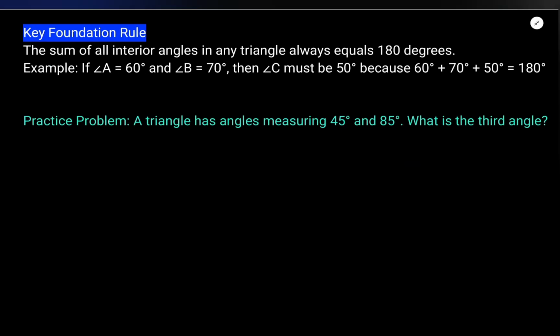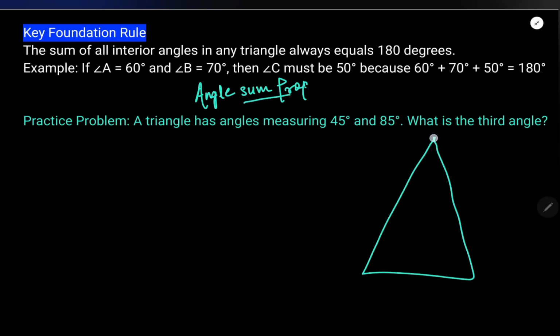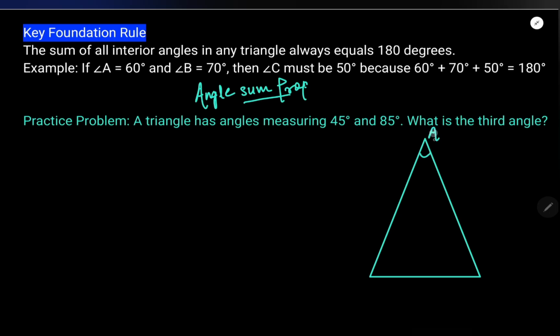After this we come to the key foundation rule. What is the basic property of a triangle? That is also known as the angle sum property. This is a very important property. What does this say? It says that in a triangle, the sum of all three angles, suppose this is A, B, C, so angle A plus angle B plus angle C is equal to 180 degrees. This is called the angle sum property.